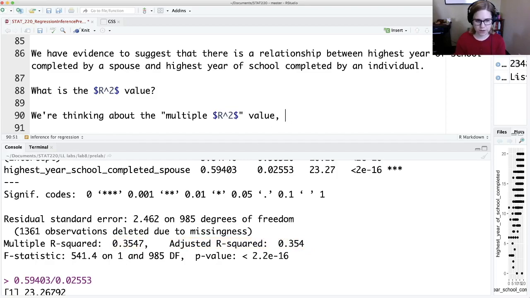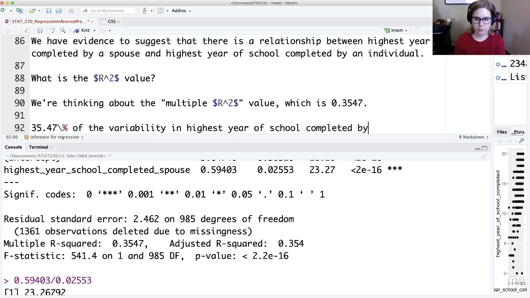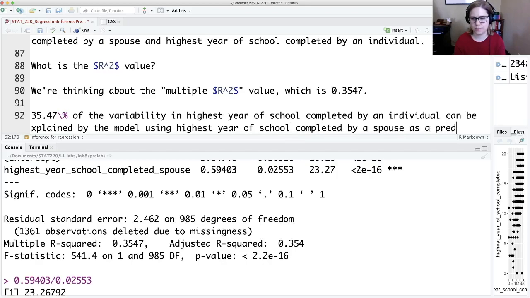We're thinking about the multiple r² value, which is 0.3547. And the way that we interpret r² is the percent of the variability in the response that can be explained by the model. So we can say 35.47% of the variability in highest year of school completed by an individual can be explained by the model using highest year of school completed by a spouse as a predictor.